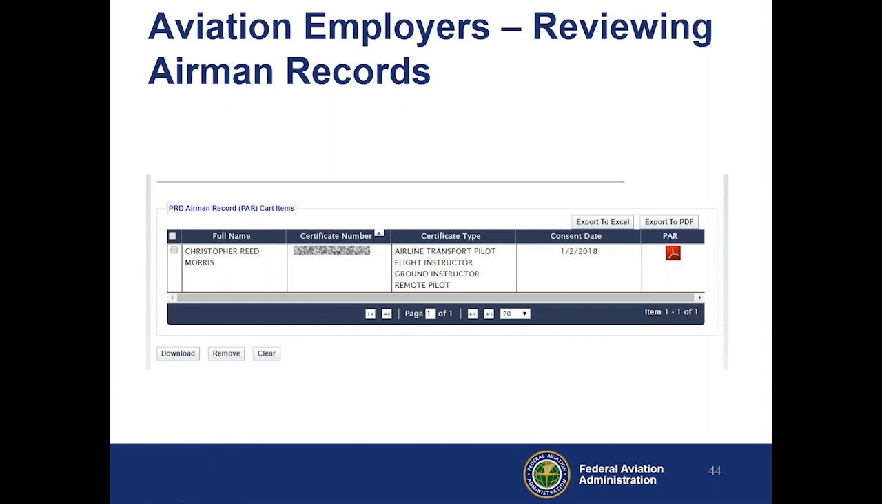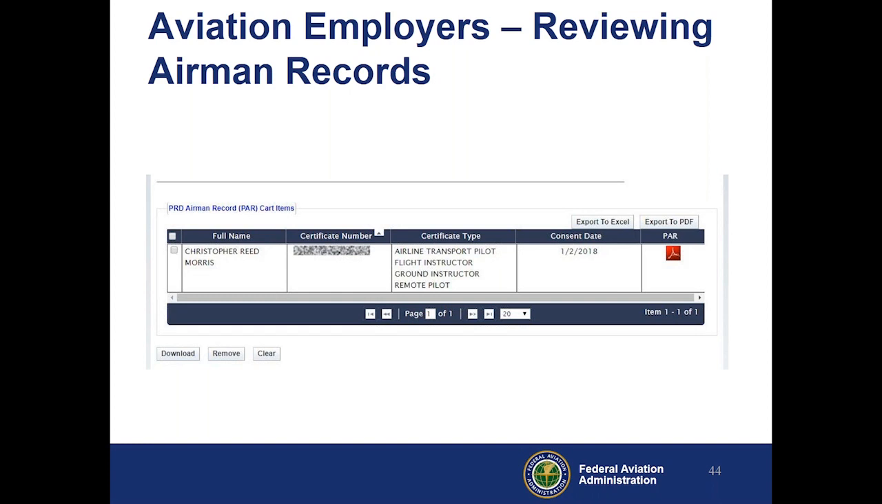So I've kind of zoomed in on the screen here. This is down below where we were just looking, but this is the table that shows you all the records that you've added to your cart. And this is where you can download the records, or you can print it to keep it, which is of course what you would need to do for PRIA, for compliance with PRIA.